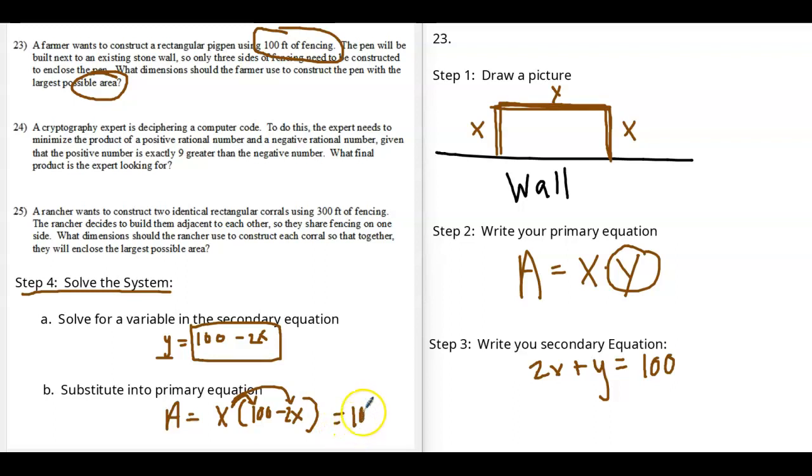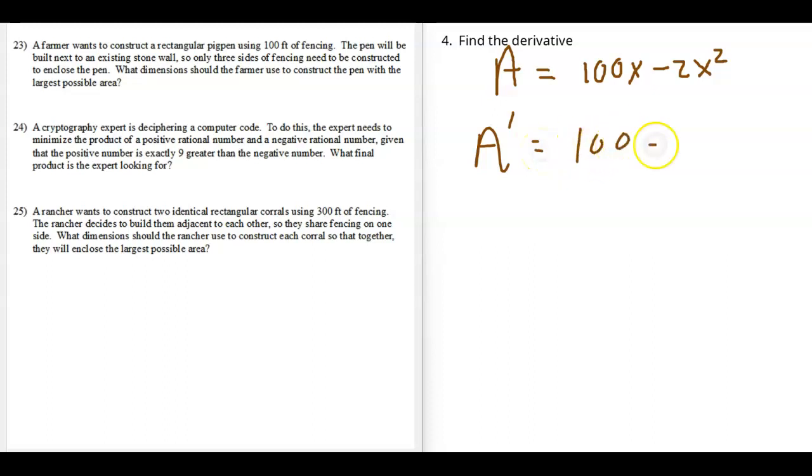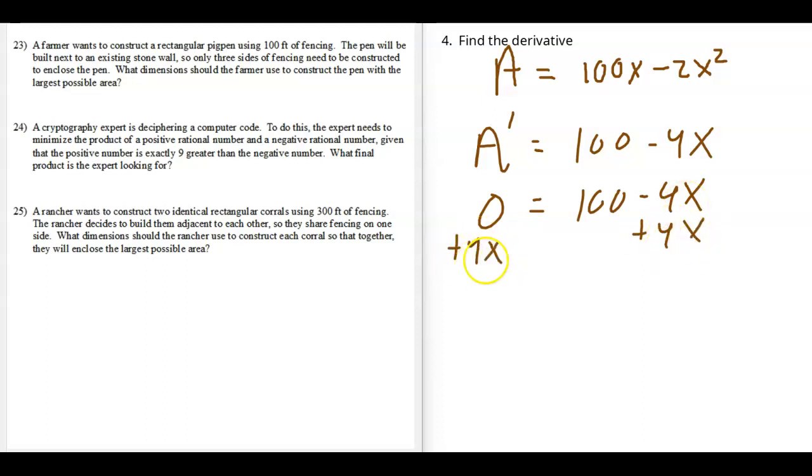And that's going to give me 100x minus 2x squared. So now we're going to find the derivative of that new equation that I just created. So there's the equation. We're going to find the derivative because that's how you find a maximum value. We're going to set that equal to 0. That's a critical value, and at critical values, that's where we often have our maxes and mins. So that's why we're setting it equal to 0 there.